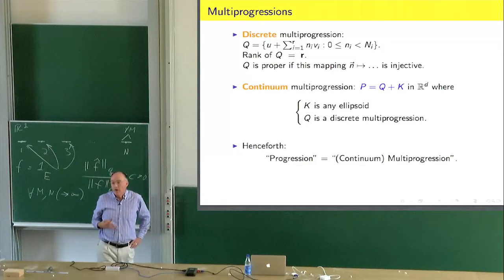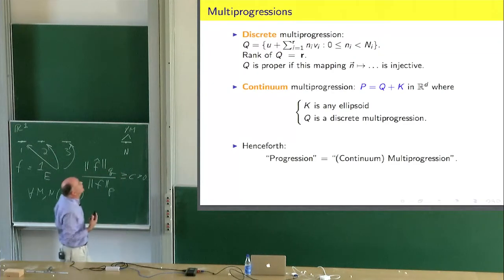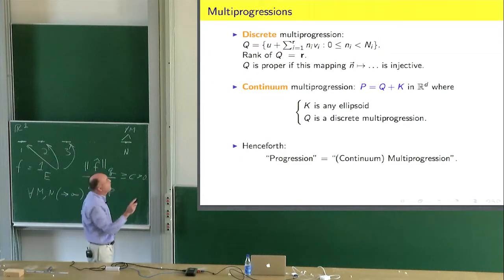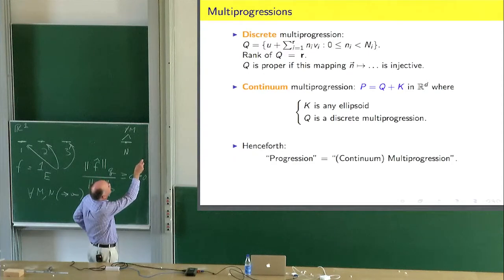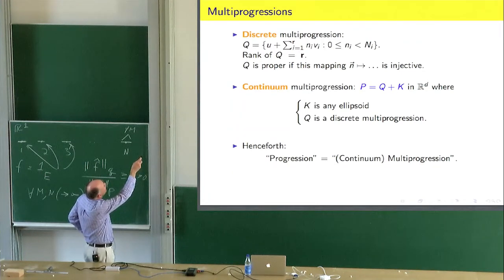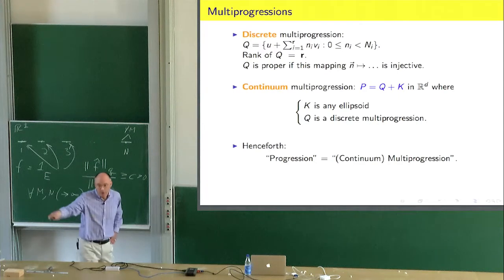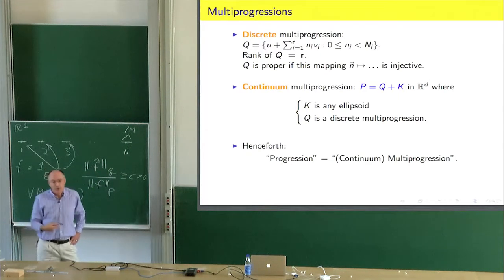Those are what I call continuum multi-progressions. So first of all, a discrete multi-progression is a well-known kind of object. It's a set Q. It has a starting point u. There are finitely many steps, v_i, and you're allowed to step a certain prescribed number of times in each direction, v_i.